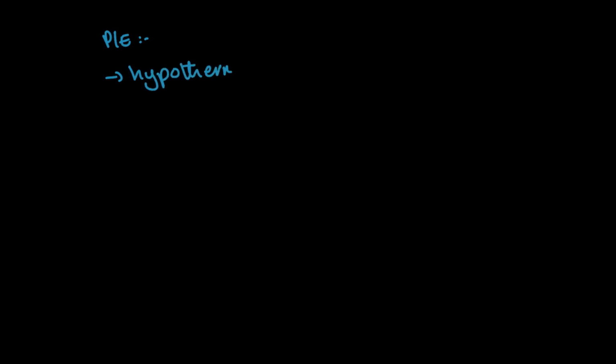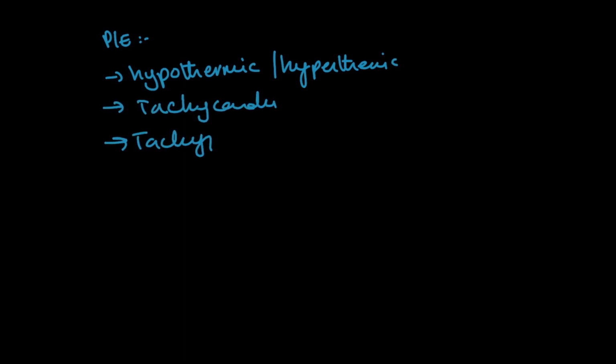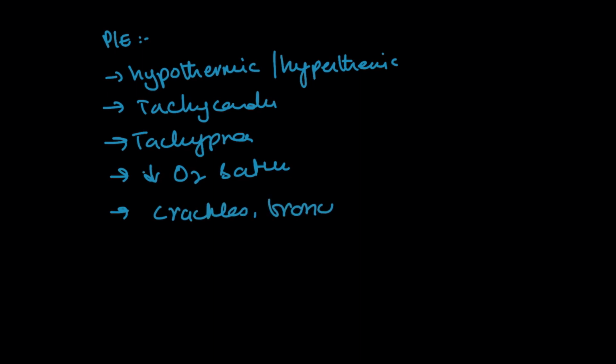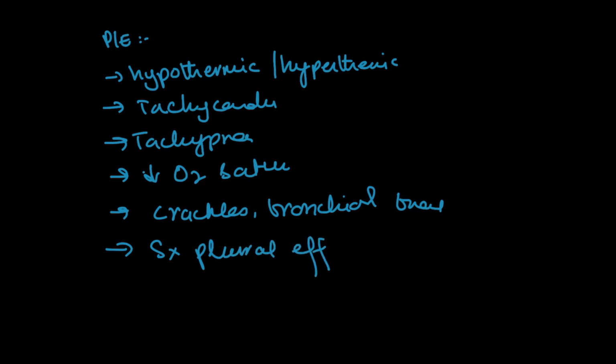So, on examination, the patient may be hypothermic, they may be hyperthermic, they might have tachycardia, they might have tachypnea, there may be decreased oxygen saturation on room air, and the patient may also have rhonchi or crackles or bronchial breathing on auscultation of the chest, and there may be signs of pleural effusion.